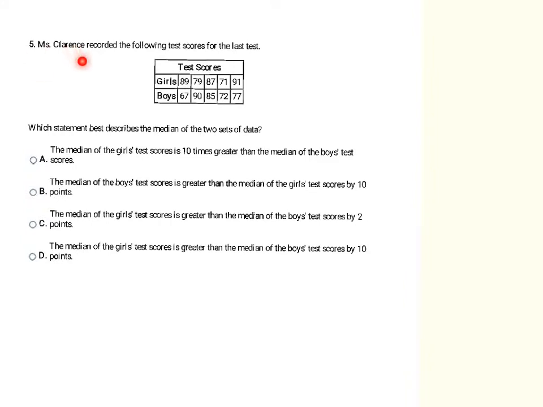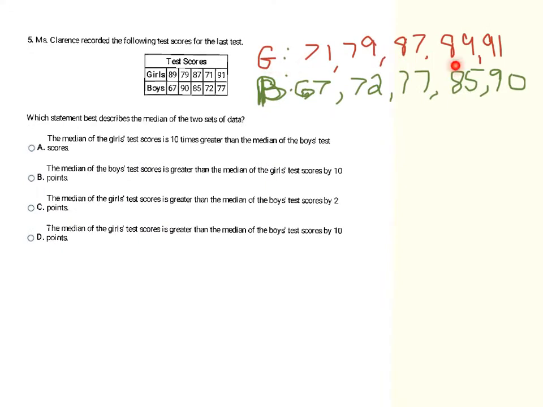This problem says Miss Clarence recorded the following test scores for the last test. Which statement below describes the median of the 2 sets of data? So I'm going to have to put each of these in order, the girls and the boys test scores first. So I went ahead and did that here. I have all 5 for the girls and I have all 5 for the boys.